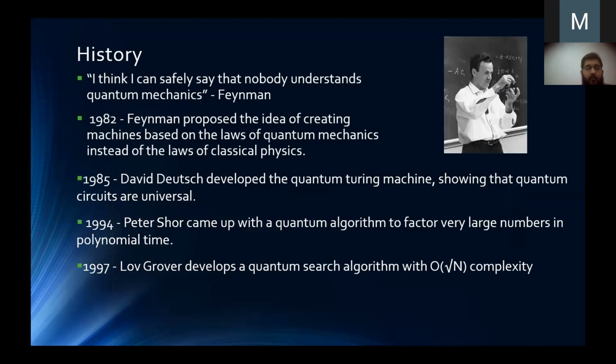If I talk about the history of the quantum computer, once upon a time Feynman said, I think I can safely say that nobody understands quantum mechanics, but it's not the end. In 1982, Feynman also proposed the idea of creating machines based on the laws of quantum mechanics, that is, based on the behavior of subatomic particles. Then in 1985, the quantum Turing machine came. In 1994, Peter Shor came with the quantum algorithm. And amazingly, he is alive now. You can also contact him and learn from him. Then in 1997, Lov Grover, an Indian scientist, developed the quantum search algorithm.